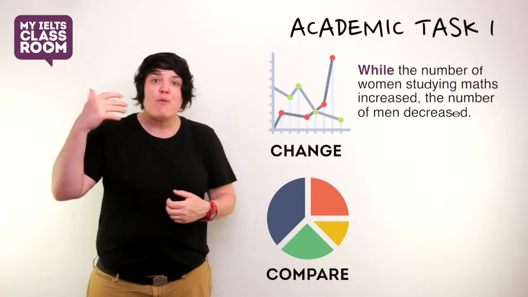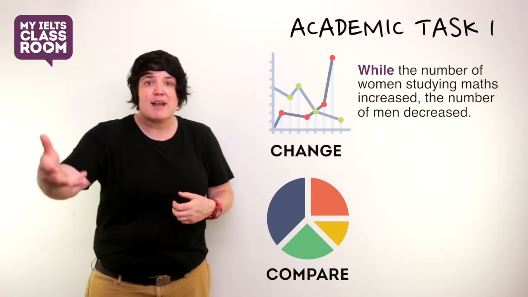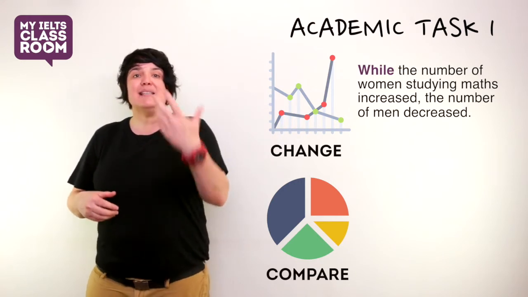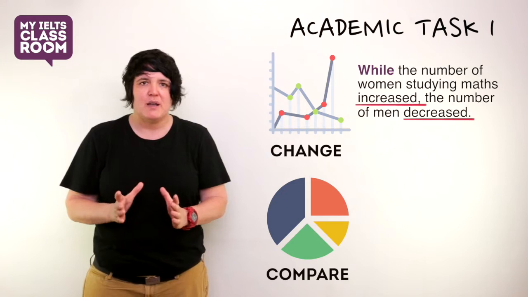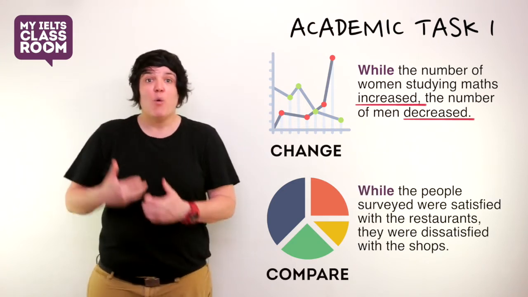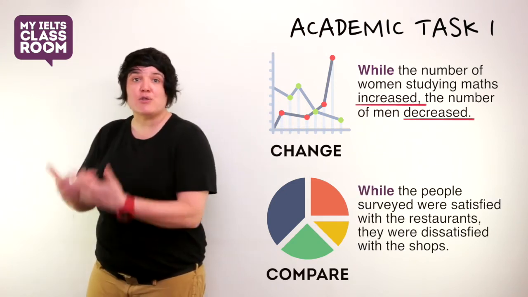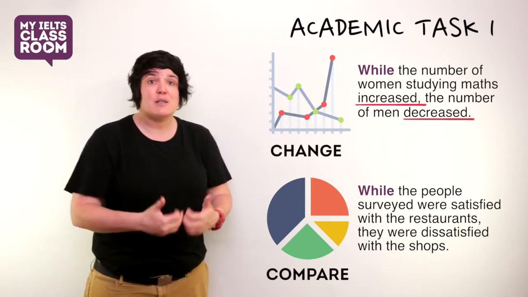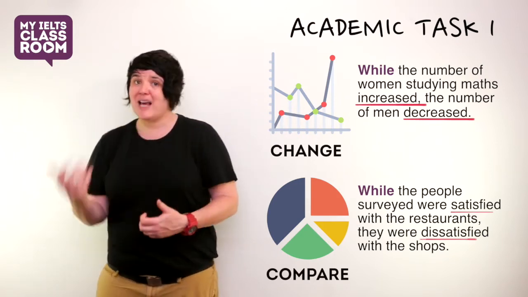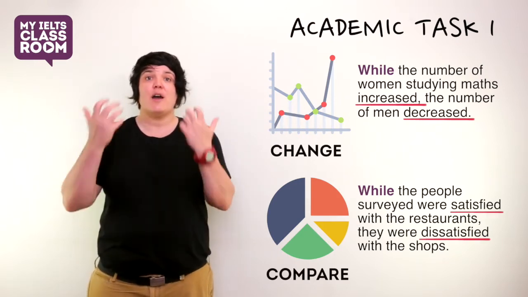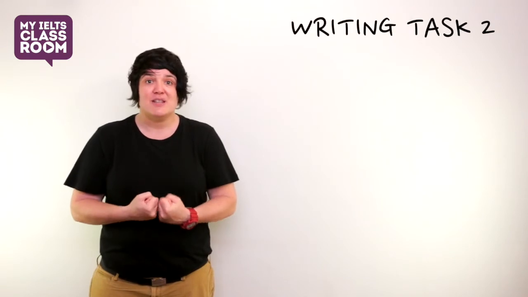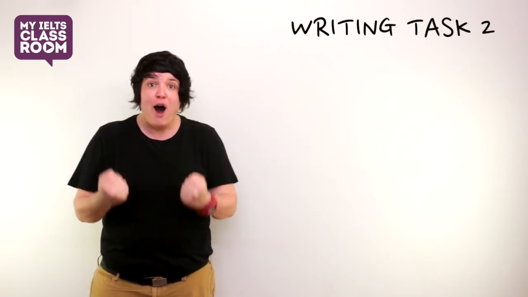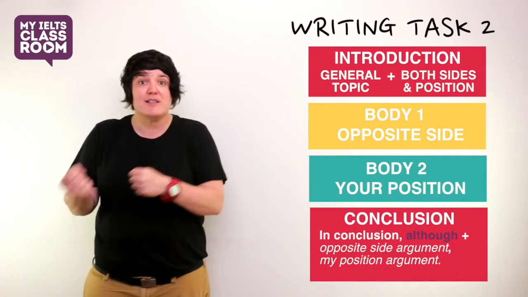While the number of women studying maths increased, the number of men decreased. Increase, decrease. Those are opposites. While the people surveyed were satisfied with the restaurants, they were dissatisfied with the shops. Satisfied, dissatisfied, opposites. As for our essays, well, concession sentences are a vital part of discuss both sides essays.